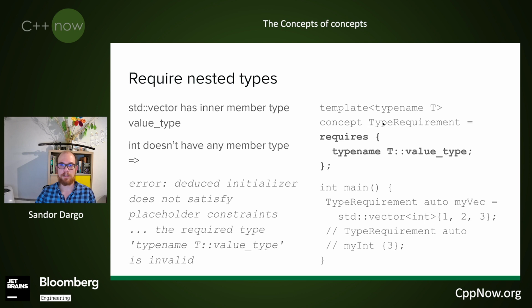So you can require that there are nested types. So here I create and write a concept type_requirement, and then after the requires keyword within braces, we say that T::value_type must be a type name. And if you check the example, it means that the standard vector has this value type. So you can create a variable that models the type requirement with a vector of integers, but you cannot do the same with an integer, because as the error says, this deduced initializer wouldn't satisfy this placeholder constraint because it doesn't have a value_type.